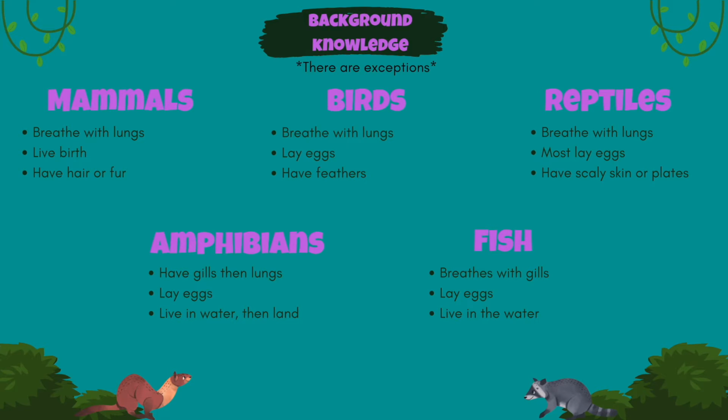Birds breathe with lungs. They lay eggs. Typically, they have feathers. Reptiles breathe with lungs also. They mostly lay eggs. Some give live birth. They have scaly skin or plates. Amphibians start off with gills and then they evolve into lungs. Most of them lay eggs. They live in water and then onto land. And fish, they breathe through their gills. Most of them lay eggs and they live in the water. Again, there are exceptions, so just be careful with that.